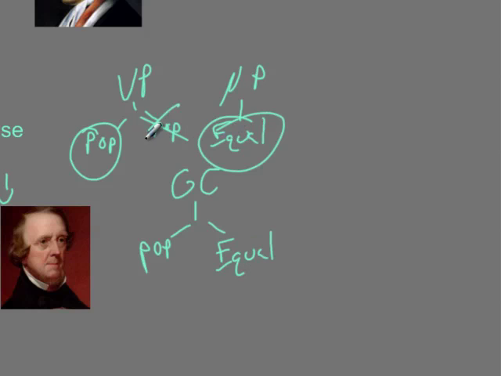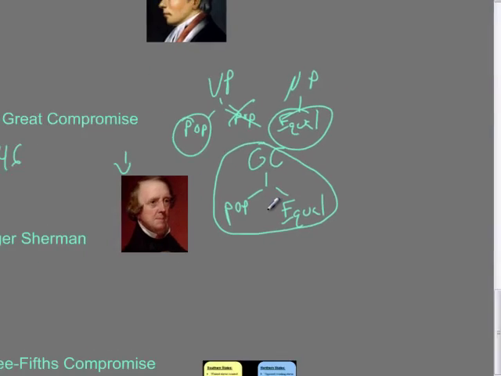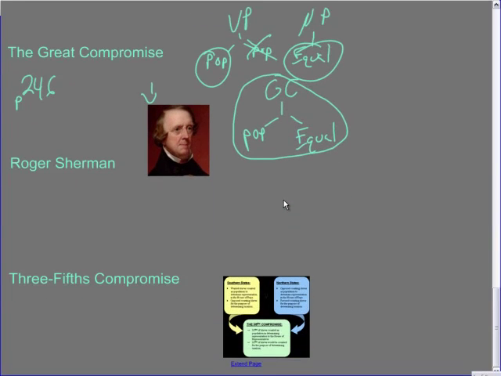So we get rid of the 2-house system with double population, but we use the 2-house system and have 1 based on population, 1 based on equal representation. So that kind of solves the issues that people have with this, and this becomes the government of the United States, and it's the system that we use today, the Great Compromise. That's why it's the Great Compromise. It was such a great idea that they put it into place.